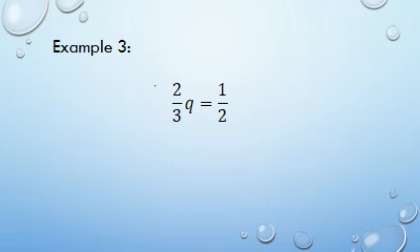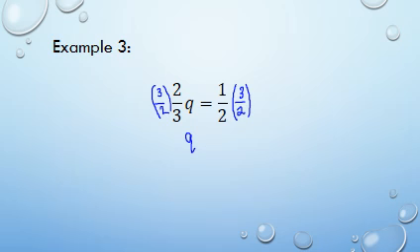So that would be 3/2. And remember, what we do to one side of the equation, we have to do to the other side. So I need to multiply this side by 3/2. All right, now 3/2 times 2/3, that would give us 6/6, which equals 1. And that 1 is the coefficient that is in front of the q.